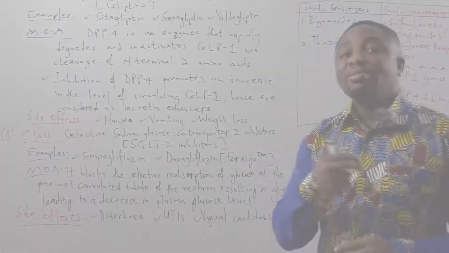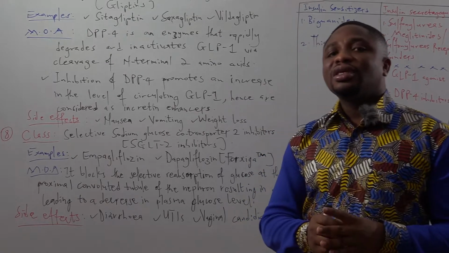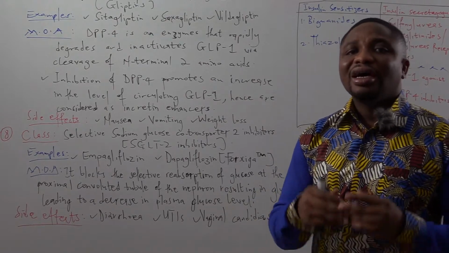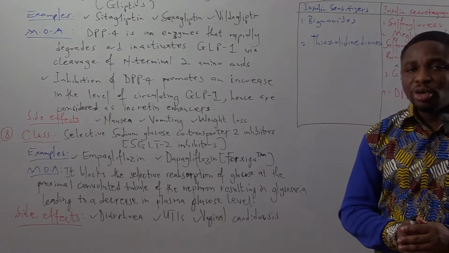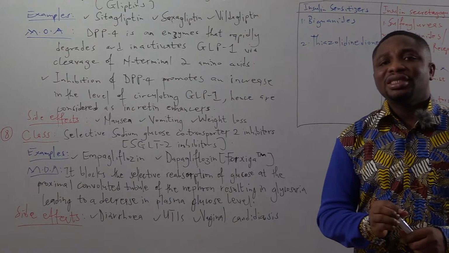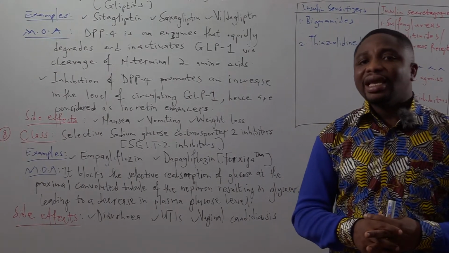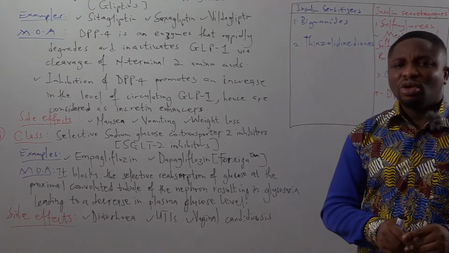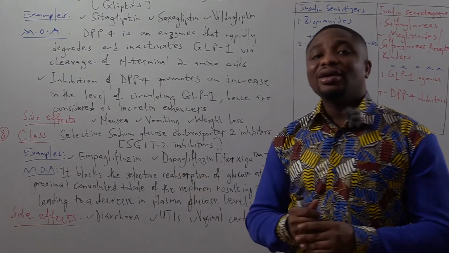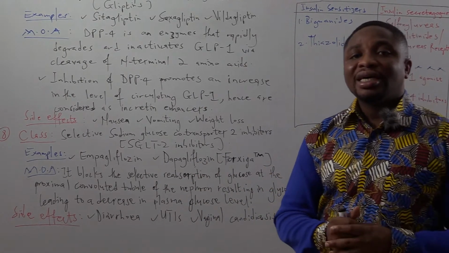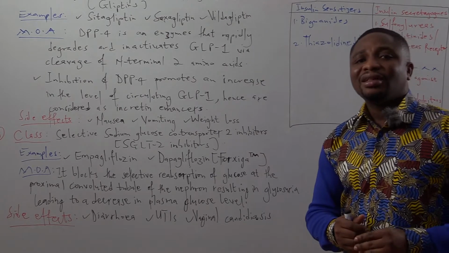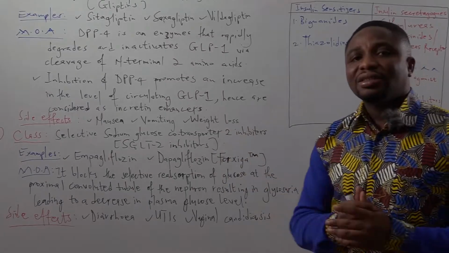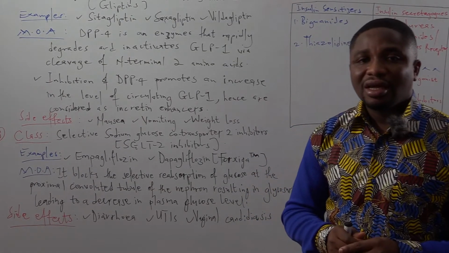Mechanism of action: they block the selective reabsorption of glucose at the proximal convoluted tubule of the nephron, leading to glycosuria, and that will decrease the level of glucose remaining in circulation. It is a new drug that has been introduced not long ago. The side effects we can think of are diarrhea, UTIs, and finally vaginal candidiasis. And that brings us to the end of the 8th oral hypoglycemic agent.